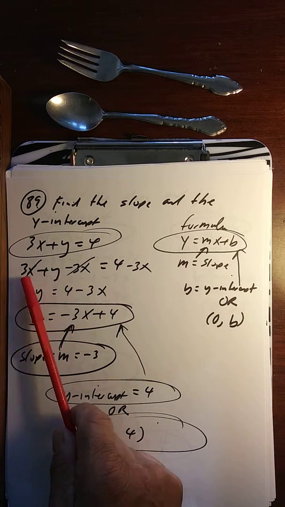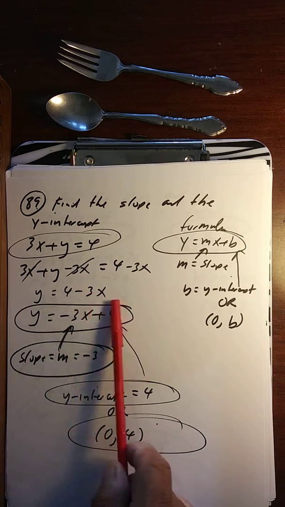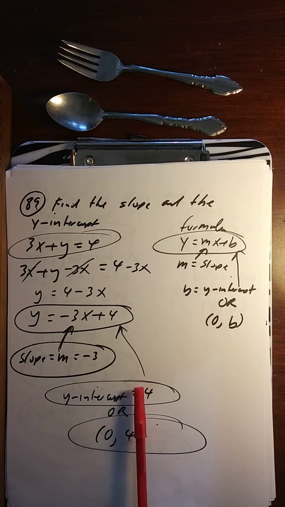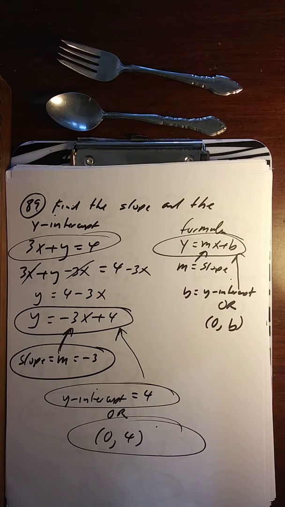Find the slope and the y-intercept. Rewrite it. Minus 3x, minus 3x. Y equals this. Rewrite it again. Y equals negative 3x plus 4. Now, this is the slope. And this is the y-intercept. Or 0 and 4.